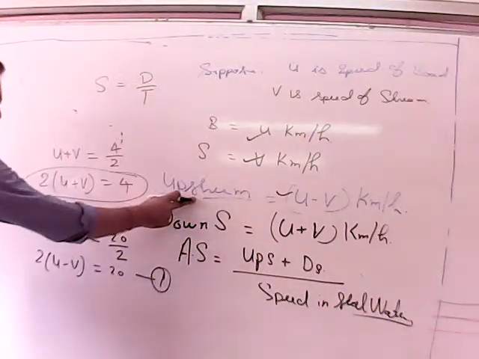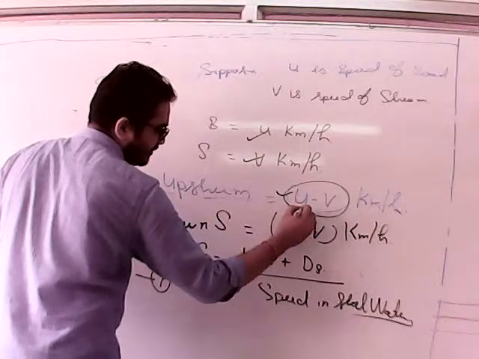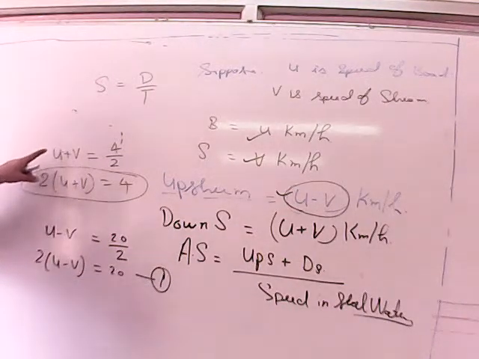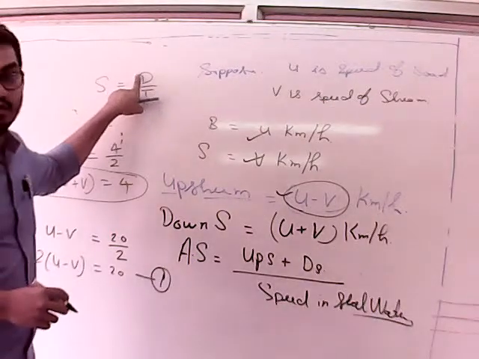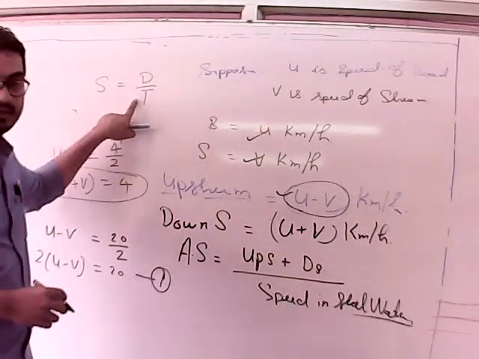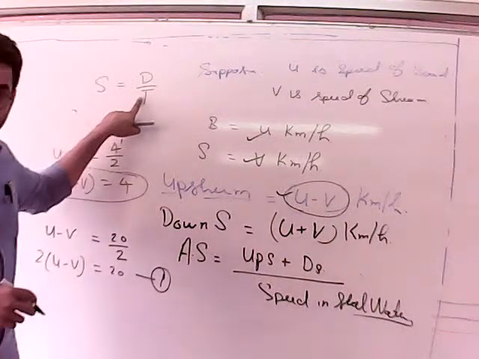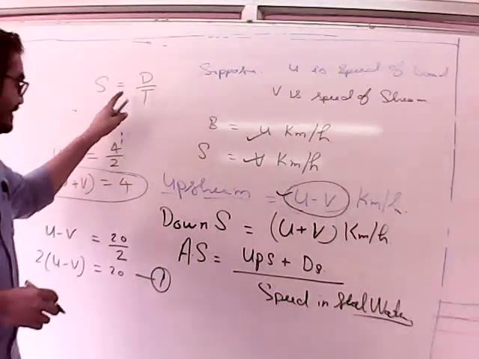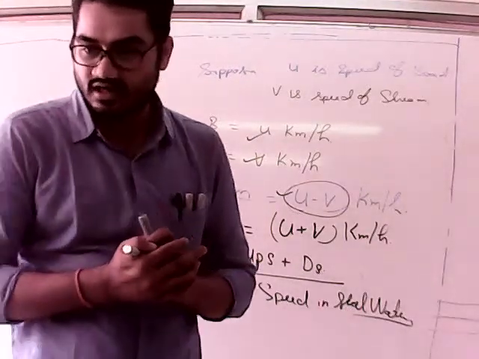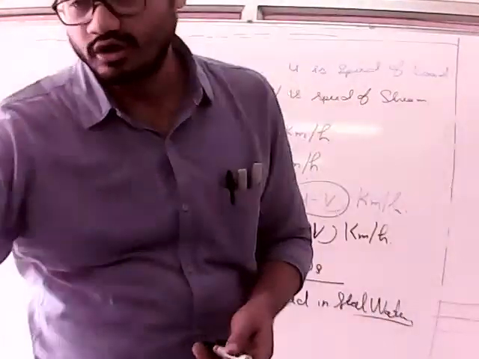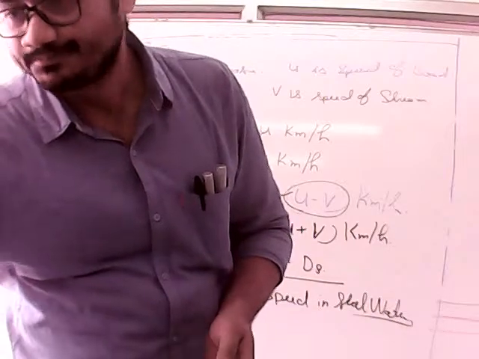So upstream में क्या speed है boat की? That is u minus v. So that is our speed. So speed is equal to distance upon time. तो distance कितना लिया? 20 किलोमीटर. Time कितना हुआ? 2 घंटे. इसलिए 20 upon 2 हुआ. ठीक है, इसीलिए 4/2 इसीलिए हुआ क्योंकि डिस्टेंस 4 किलोमीटर कवर किया और टाइम 2 घंटे लगा. होप इट इज क्लियर.